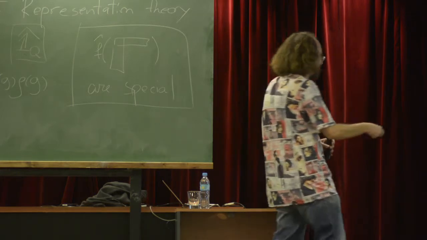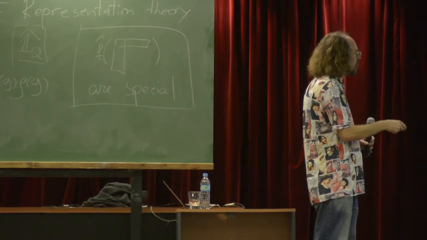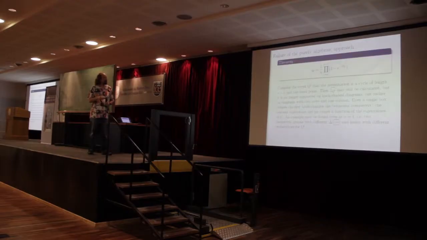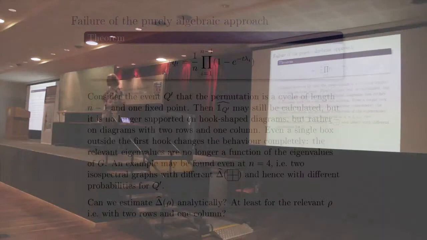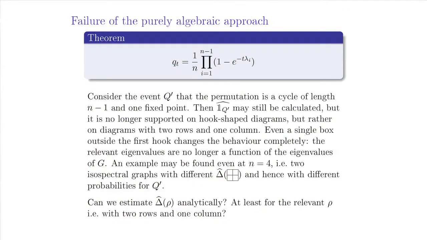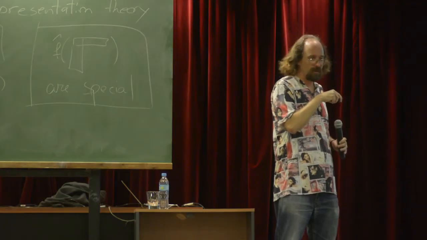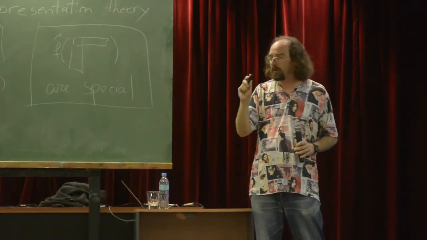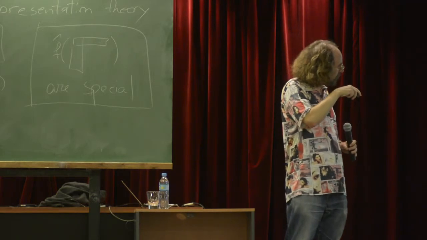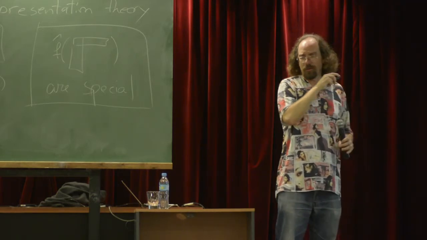Okay, sorry about this stupid role play. Not only can you not expect a more complicated formula, it's not even a function of the eigenvalues of the graph. It's of course a function of the graph, but it's not a function of the eigenvalues of the graph. You can find 2 isospectral graphs, graphs which have exactly the same spectrum, but with different Fourier transform. You find the counterexample already for 4 particles.